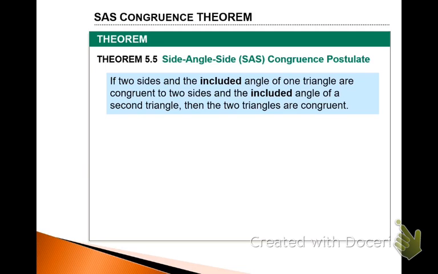If two sides and the included angle of one triangle are congruent to two sides and the included angle of a second triangle, then the two triangles are congruent. So we're filling in the blank right here.